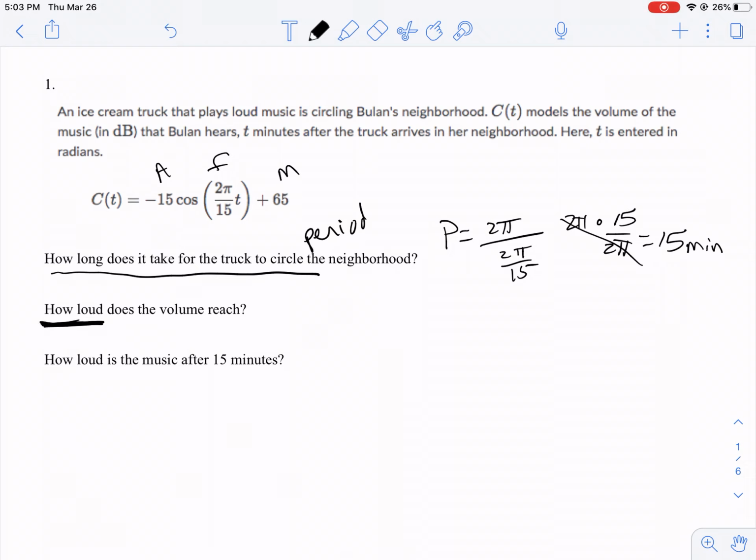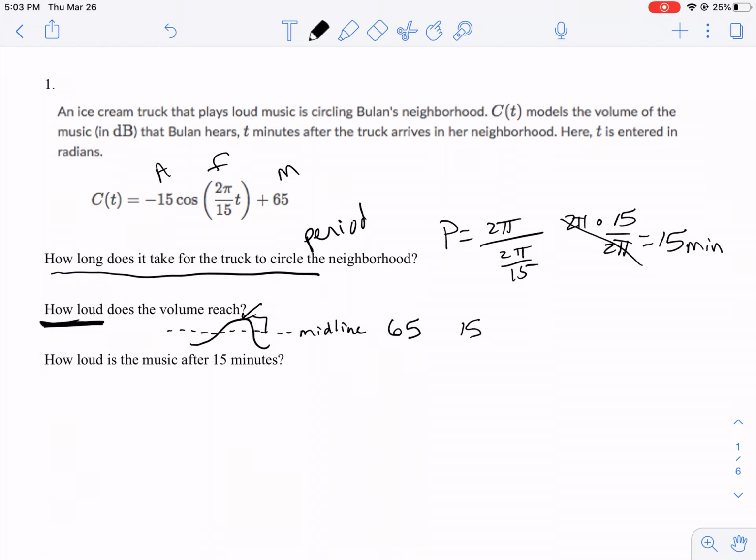How loud does the volume reach? Well, if we had an upside down cosine curve here, then I'm looking for the y value of the hump. If you remember, you have a midline that goes through the middle of your graph, and the amplitude measures how high above the midline your graph is going to go. So you need both the midline and the amplitude. From the equation, the midline is 65. The amplitude is 15. Remember, the negative just says that it's upside down. It's not amplitude. Amplitude is 15.